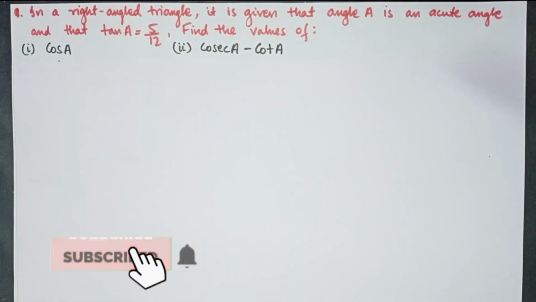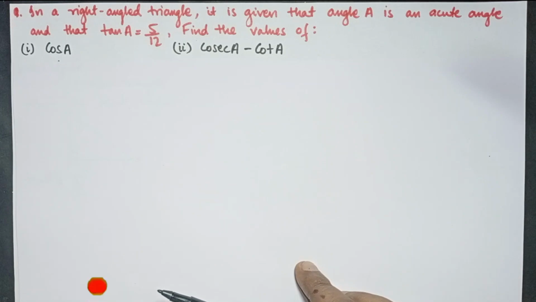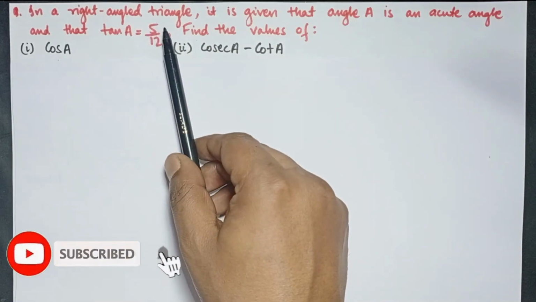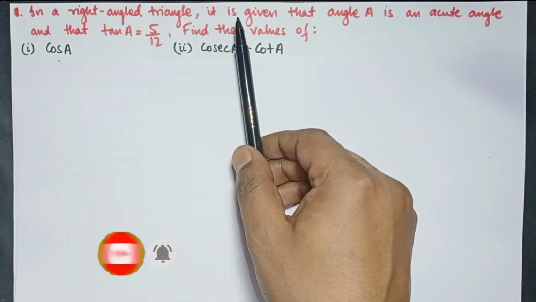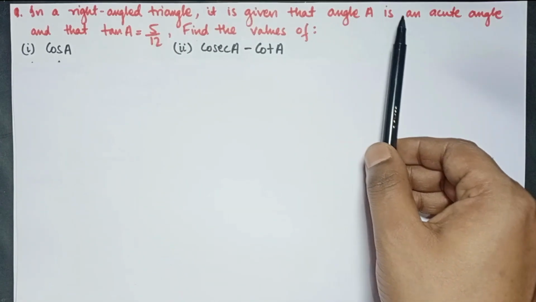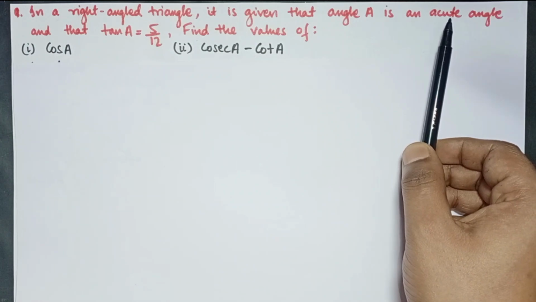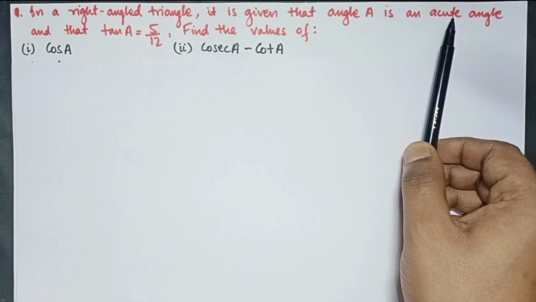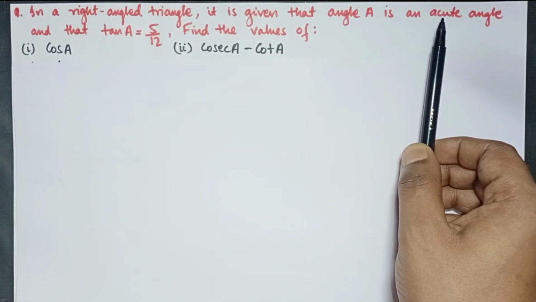Hello students, so here we have a very important question. In a right angle triangle, it is given that angle A is an acute angle. I think you know what an acute angle is. An acute angle means an angle which is greater than 0 and less than 90. Okay, that is called an acute angle.